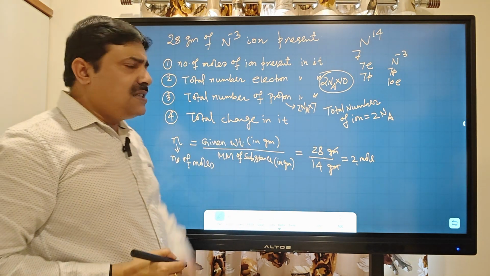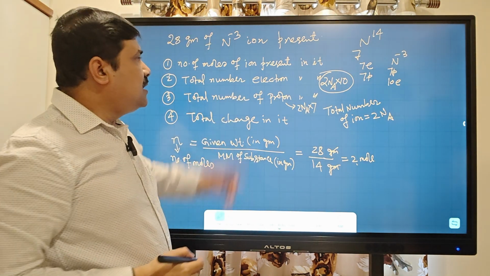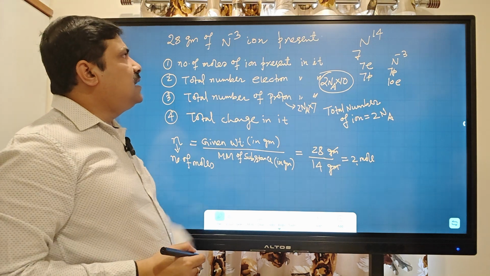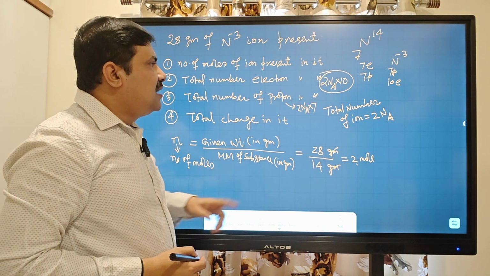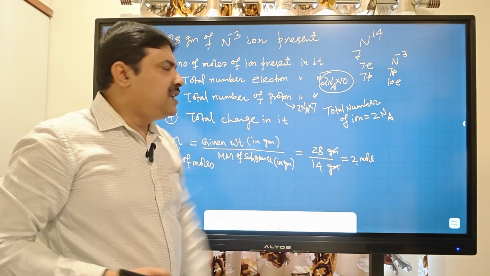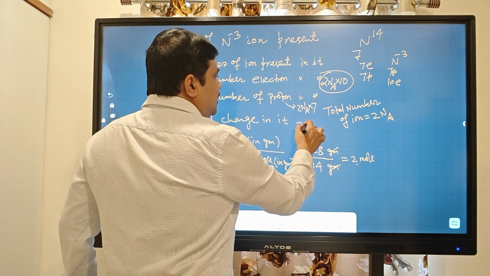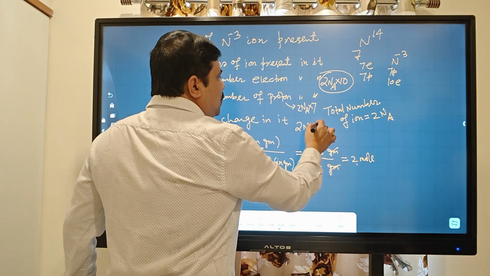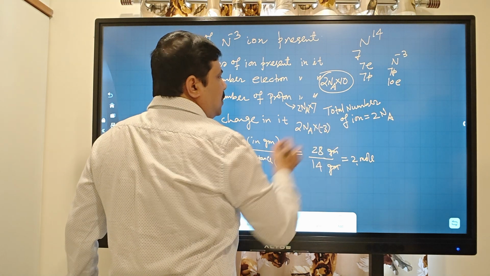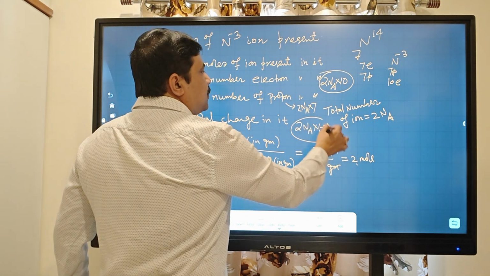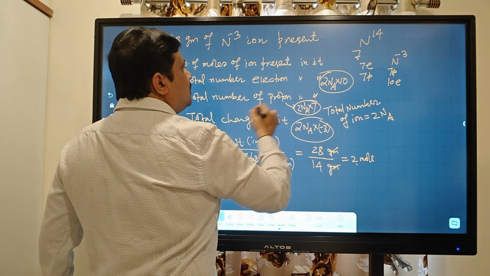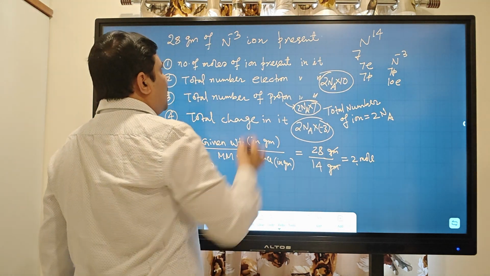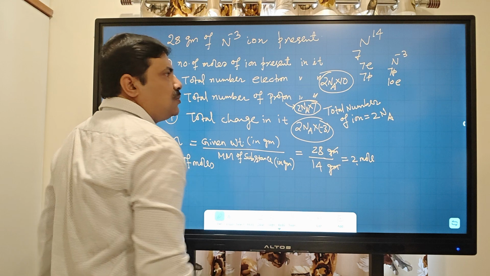Then the total charge, same idea. In one ion there is a -3 unit charge. The total number of ions is 2Na. That's why the total charge will be 2Na into -3. Yes or no? So this is your fourth question's answer. This is your third question's answer. This is your second question's answer. And the first question's answer we got is 2 moles.